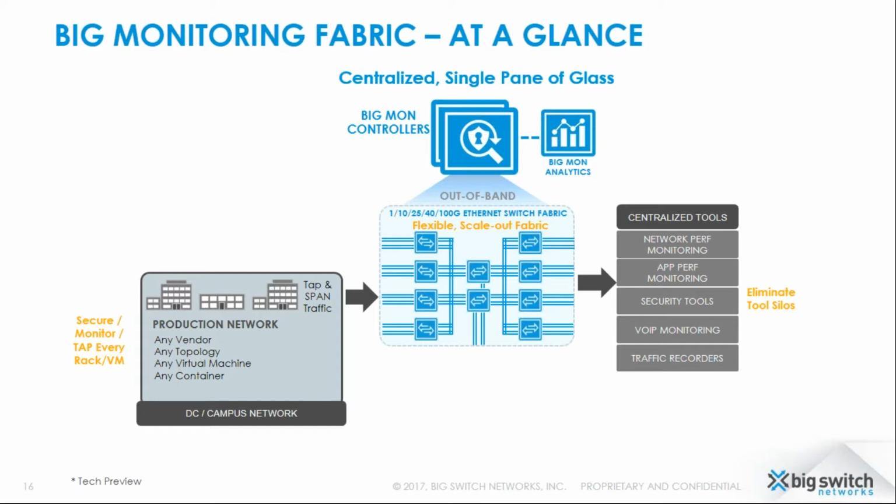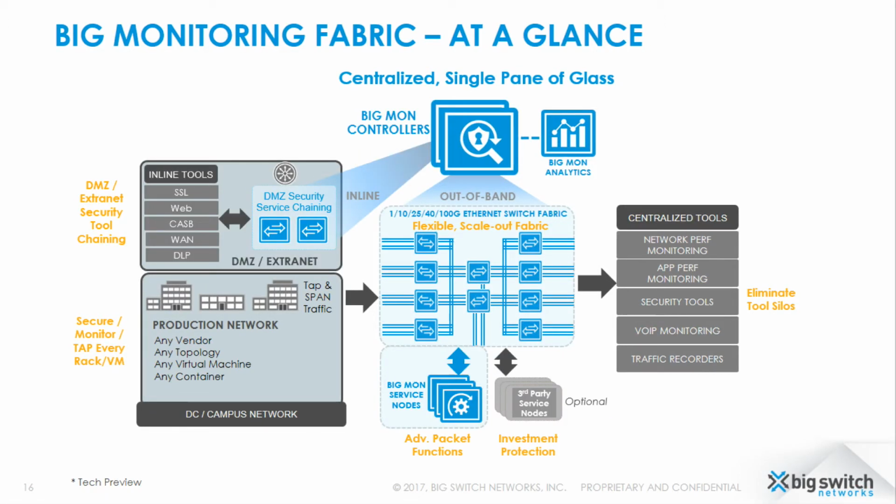We can filter on that traffic, we can deduplicate that traffic, and we can replicate that traffic to multiple tools from one source. And on the right is where we could have all our delivery tools. So we can take traffic from anywhere in this fabric and feed it to anywhere in the fabric and have that traffic manipulated as needed.